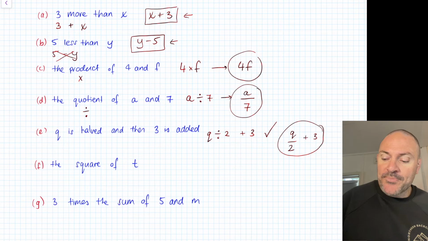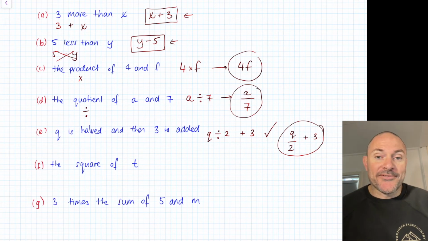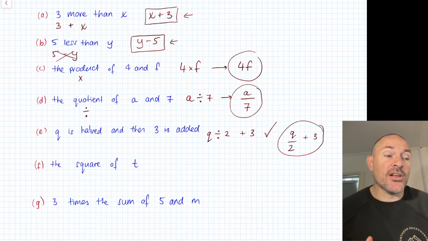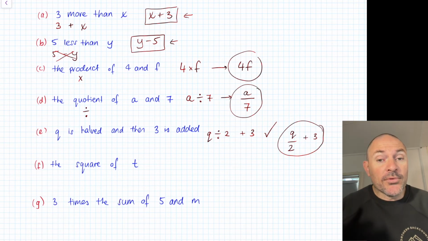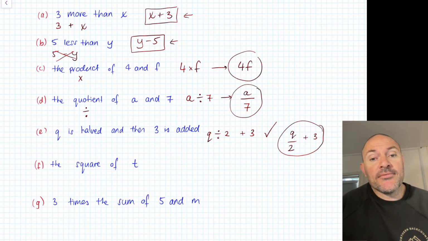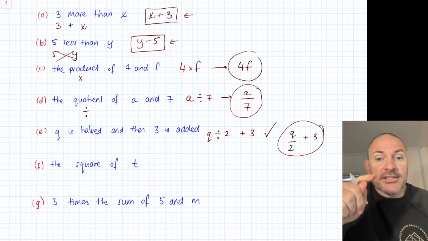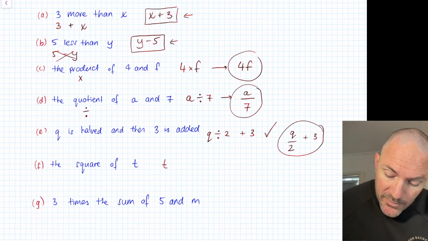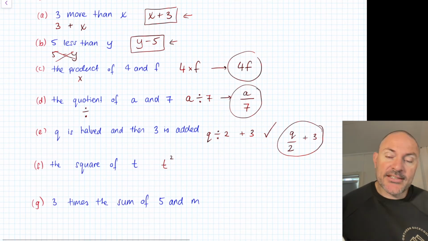Okay, all right. What about the square of t? Can you remember what the square of something means? If I said, what's 3 squared? Well, that means 3 times 3, right? Which is 9, or 3 to the little power of 2. So the square of t would just be t squared.